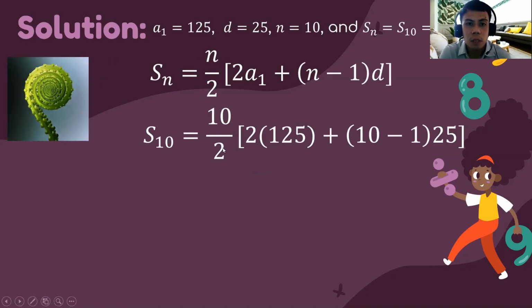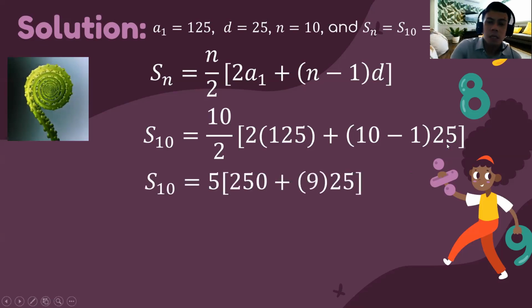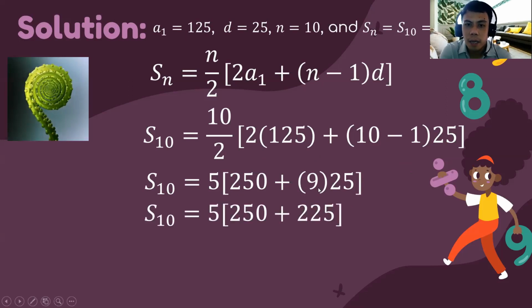Again, n is equal to 10, times 2 times the first term, which is 125, copy, plus n, which is 10 minus 1, times the common difference, which is 25. So let's simplify. 10 divided by 2 is 5. 2 times 125 is 250. Plus 10 minus 1, that is 9. And copy 25. Now, let's multiply 9 times 25, that is 225. Okay, we just copy 5 and 250.